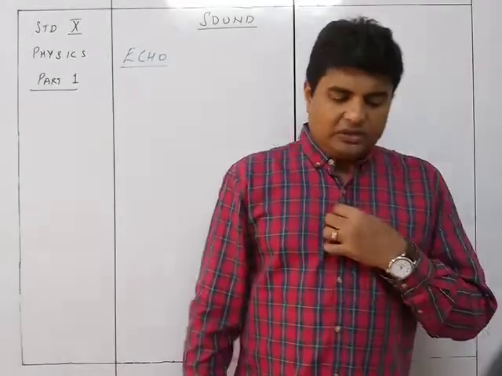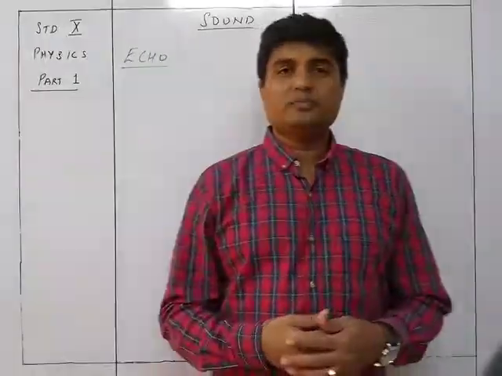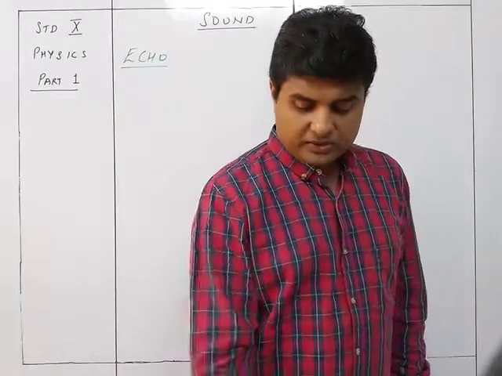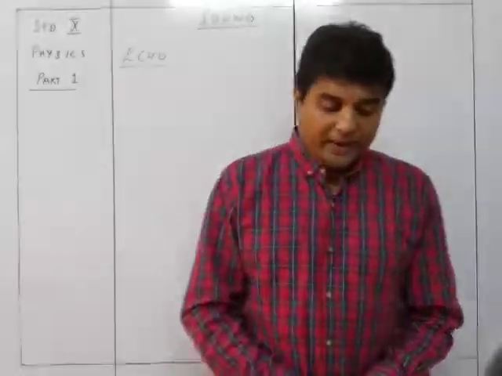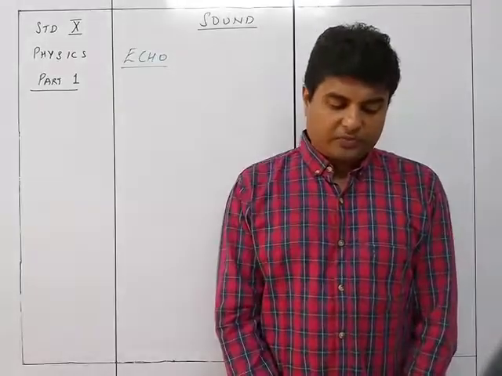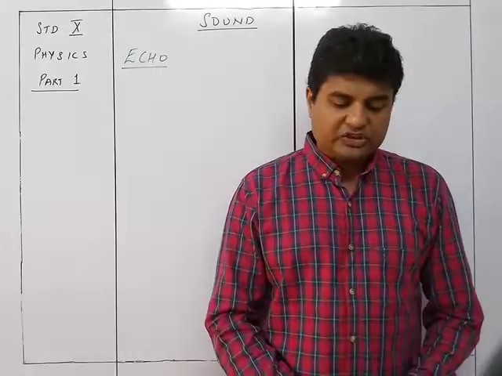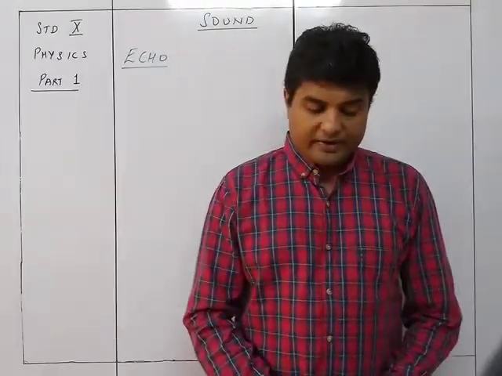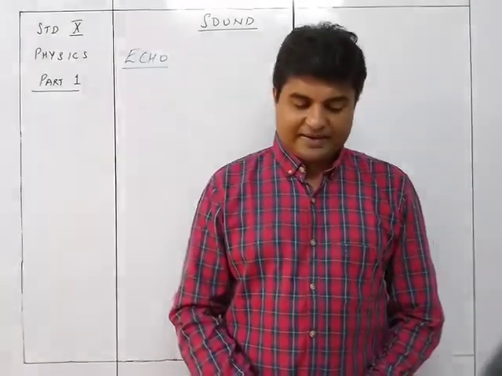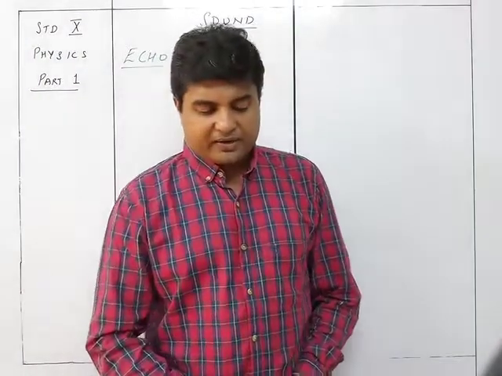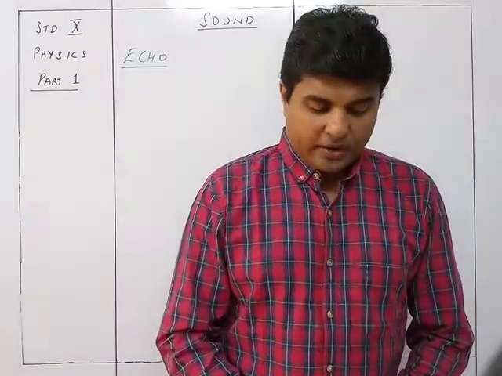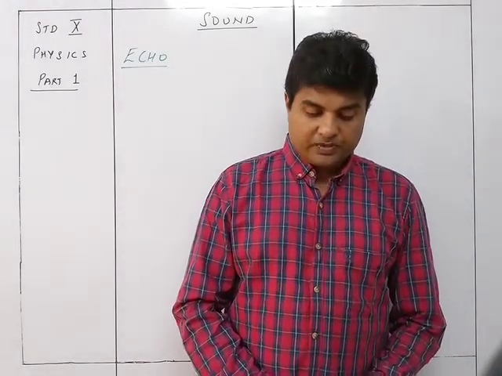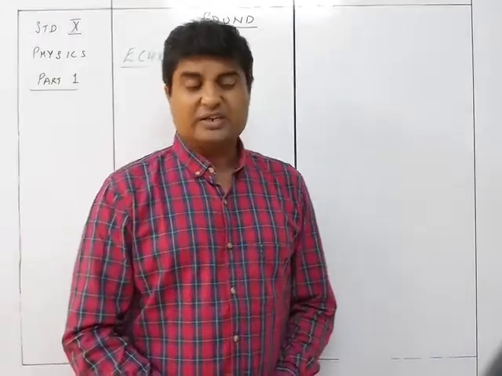So echo: production or generation of an echo. Let's understand how an echo is generated or formed. That is the first part of it. If a person stands at some distance from a wall or a hillside and produces a sharp sound, he hears two distinct sounds. The original or direct sound, which is heard almost instantaneously, and the sound heard after reflection from the wall or hillside, which is heard a little later than the original sound. The second sound heard after reflection is called an echo.